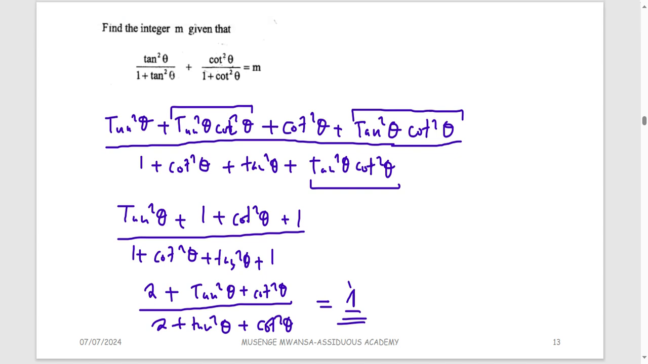Okay. So you can screenshot these two. You can practice. Even this one, given that sine A is 4 over 5, cos B is 12 over 13, A is obtuse, B is acute. Find tan A plus B. You can try that one also.